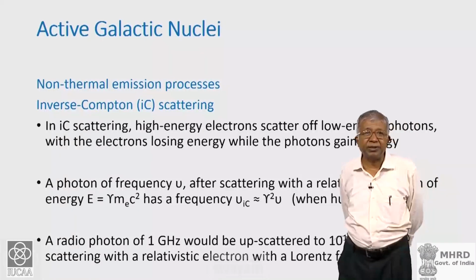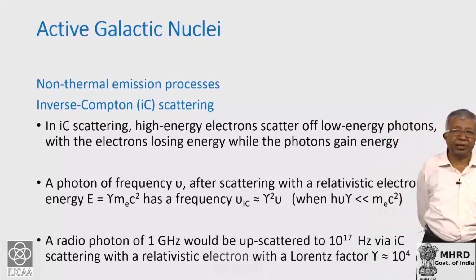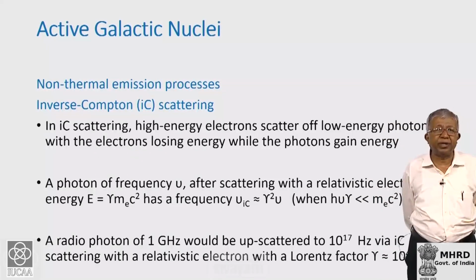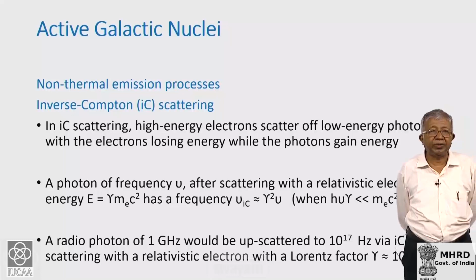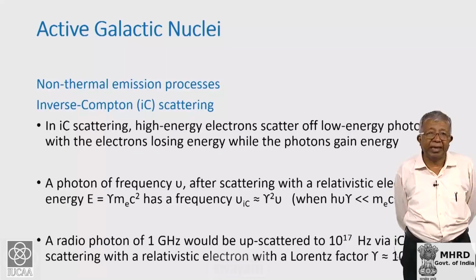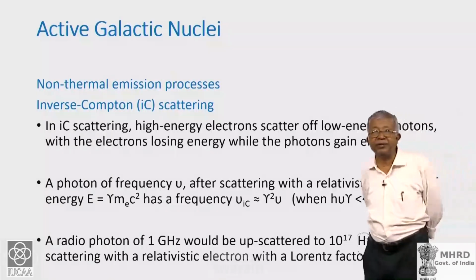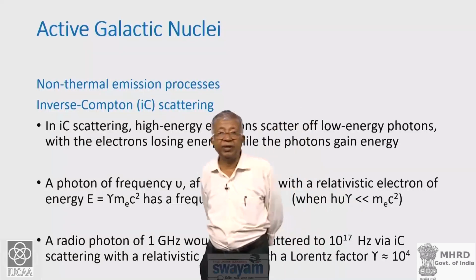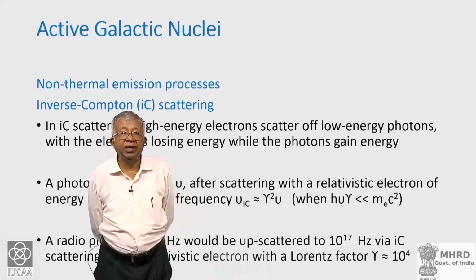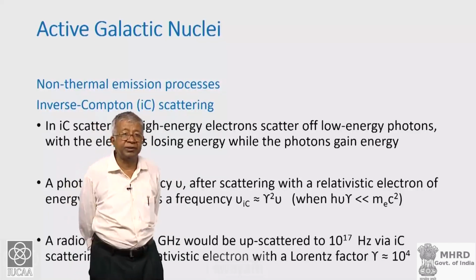Another very important process at these energies, particularly at high energies, is inverse Compton scattering. Inverse Compton scattering is where high energy electrons scatter off low energy photons, with the electrons losing energy while the photons gain energy. Suppose you had a photon of frequency nu, and after scattering with a relativistic electron of energy E equal to gamma me c squared, it will have a frequency of gamma squared nu. This is valid in a certain regime, as mentioned in the slide.